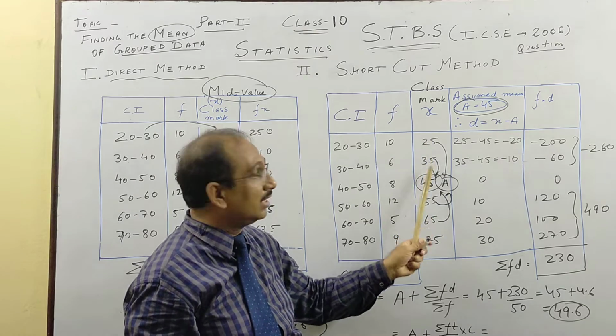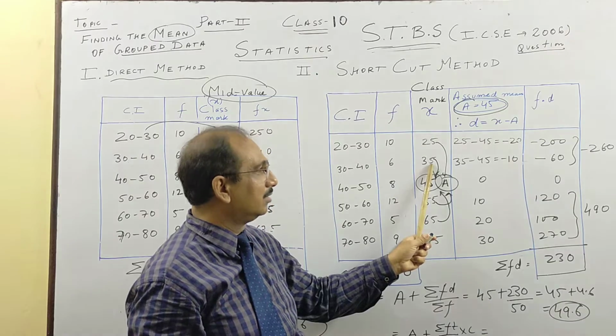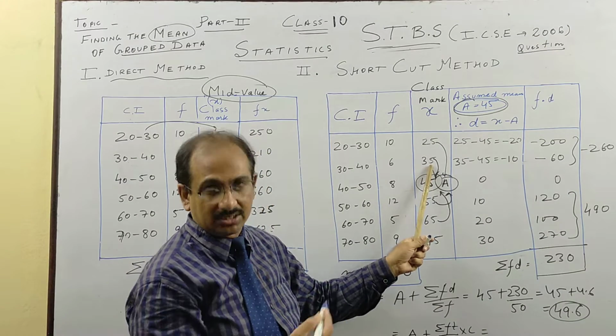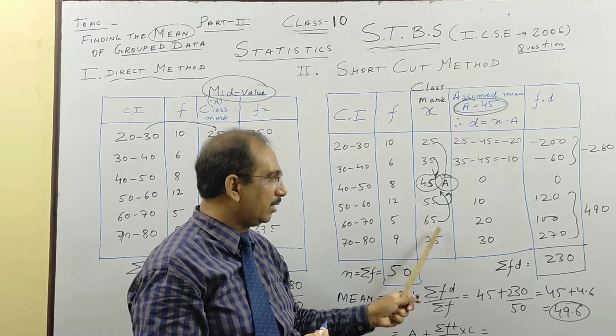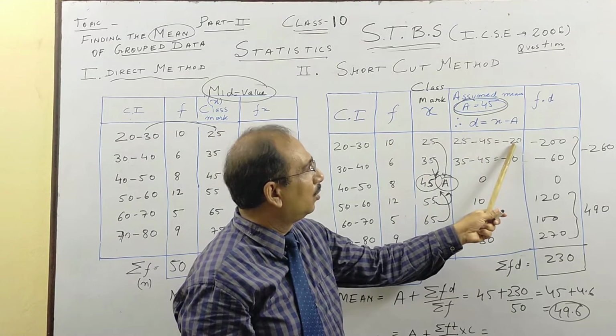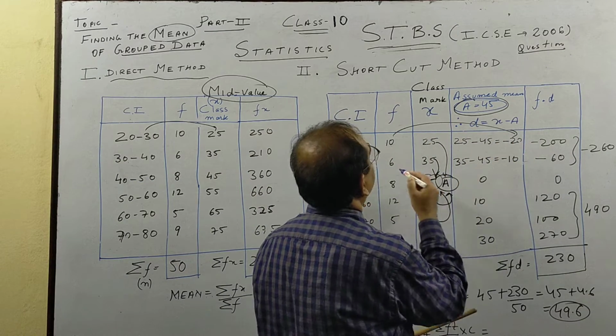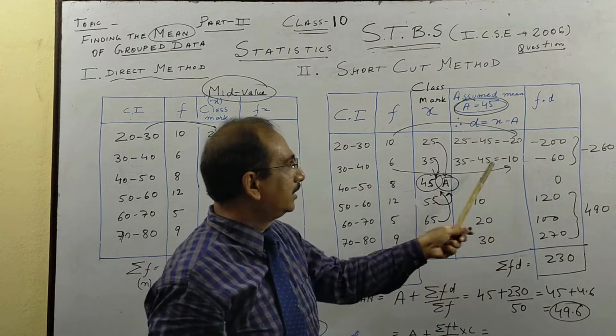This is 10 less, minus means the above side. This is minus 10 less, you can say minus 10 less, 20 less, 10 more, 20 more, 30 more. Now multiply f with d: 10 into minus 20, minus 1. Now multiply this with this, children, and 6 into minus 10.